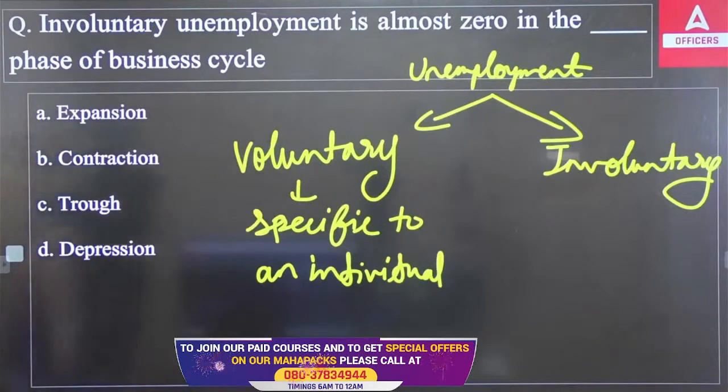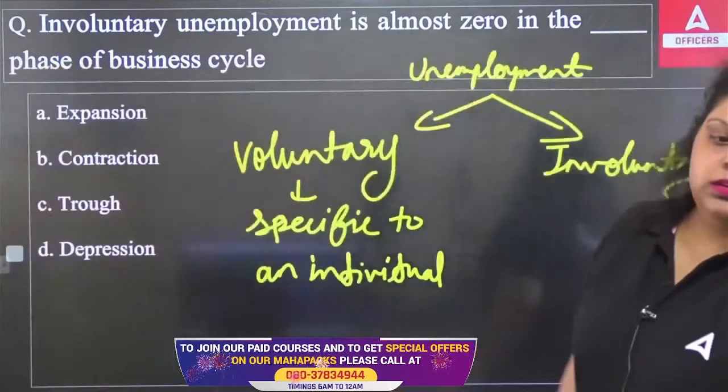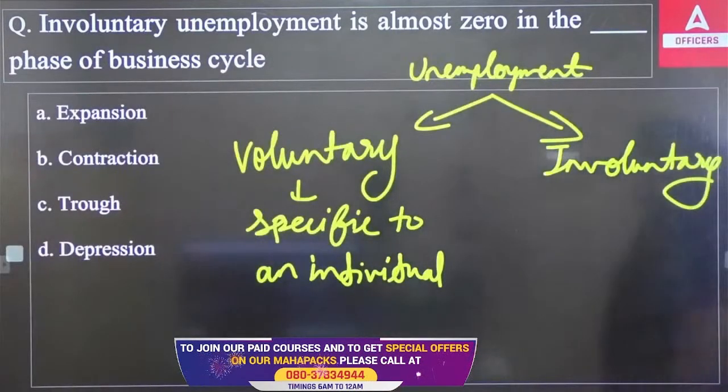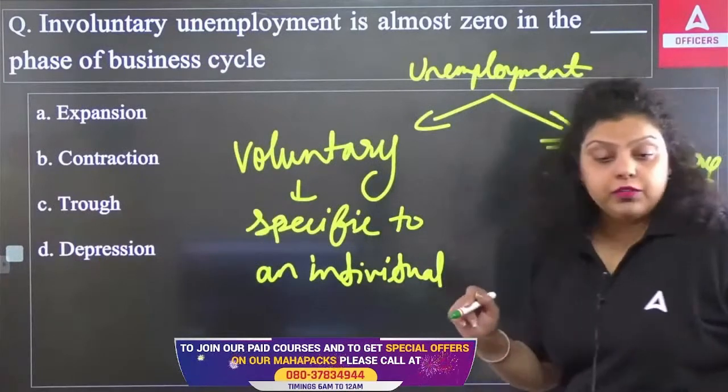Clear? So what is the right answer? B and D options we are seeing here. So let's see. Next, we have involuntary unemployment.